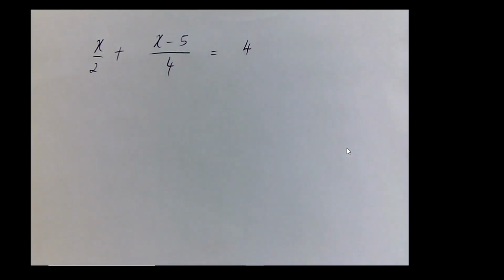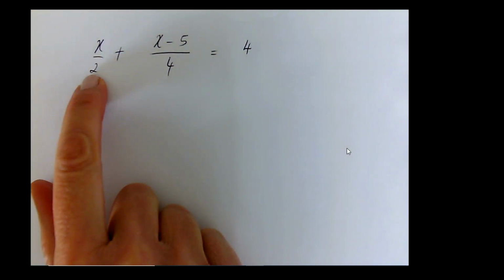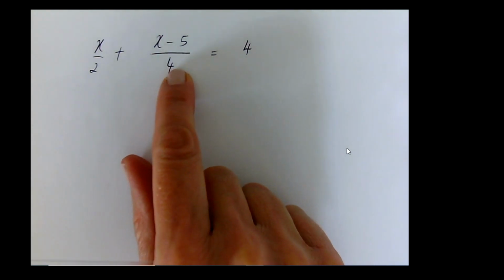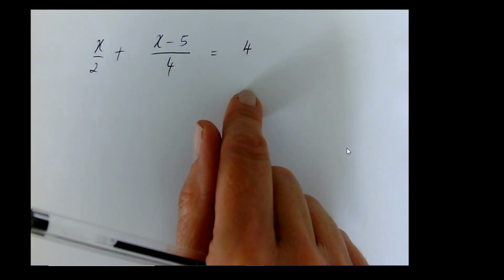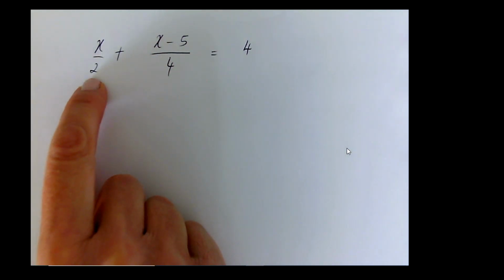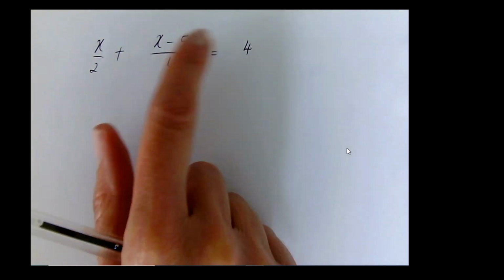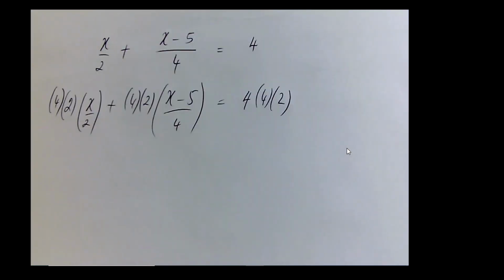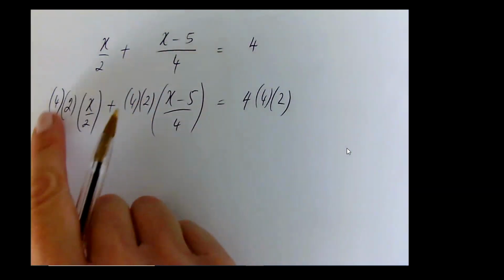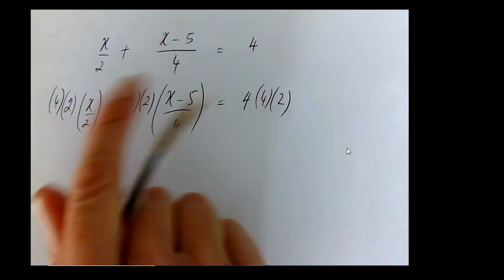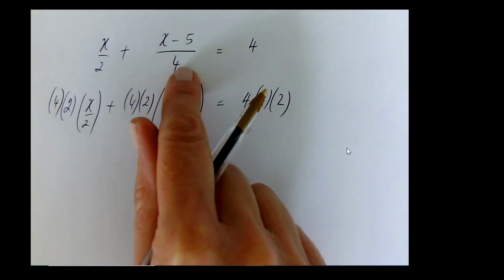Okay, so take a look at this question. This time we have a divide by 2 that's making this tricky, and a divide by 4. Okay, so what I want to do here is obviously get rid of those denominators. So if I have a divide by 2, I'm going to multiply everything by 2. And if I have a divide by 4, I'm going to multiply everything by 4. So we have this, multiplying everything in the equation by both the 2 and the 4, because they're my two denominators.